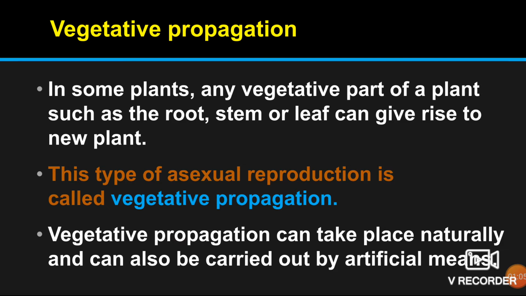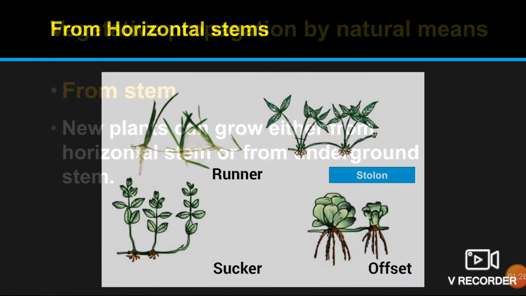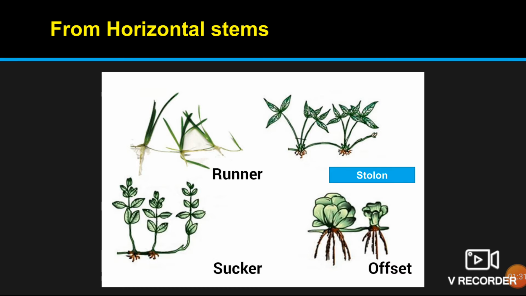In this particular video we are going to discuss natural means only. In the next video we will discuss artificial means. So how do they propagate by natural means? With the help of stem, leaf, and roots. New plants can grow either from horizontal stems or from underground stems. We will see them one by one.